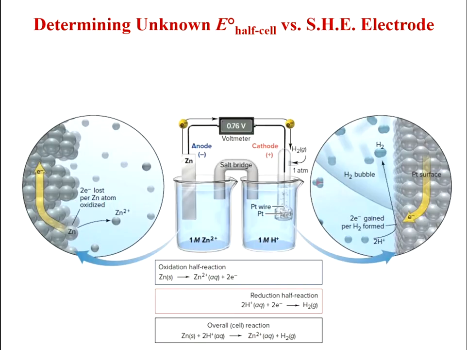If we measure the voltage on this system, this allows us to know what the standard reduction potential for zinc is. The standard reduction potential will be minus 0.76 volts.